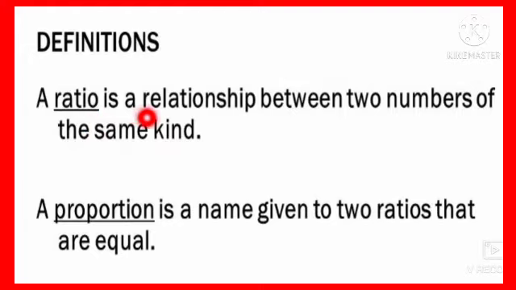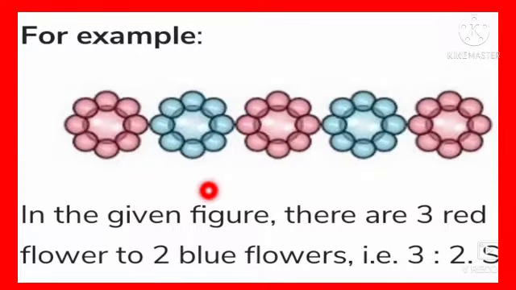Ratio. A ratio is a relationship between two numbers of the same kind. A proportion is the name given to two ratios that are equal. For example, in the given figure, there are 3 red color flowers and 2 blue color flowers. The ratio of 3 red color flowers to 2 blue flowers is 3:2.